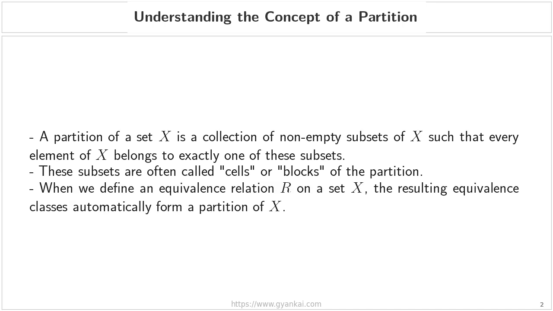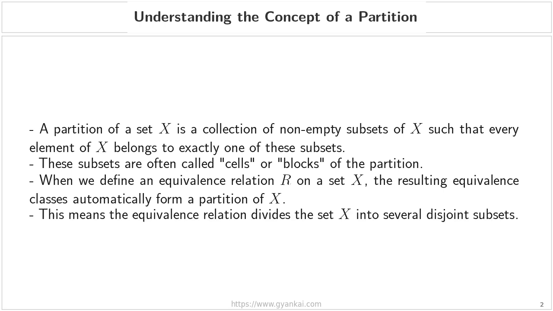Connecting this back to our previous discussion on equivalence relations. Whenever we define an equivalence relation R on a set X, the resulting equivalence classes automatically form a partition of set X. Essentially, this means that the equivalence relation serves as the mechanism that divides the set X into several disjoint subsets. To ensure we fully understand how this works, we will now move to the next slide to examine the three fundamental conditions that must be satisfied for a collection to be considered a true partition.